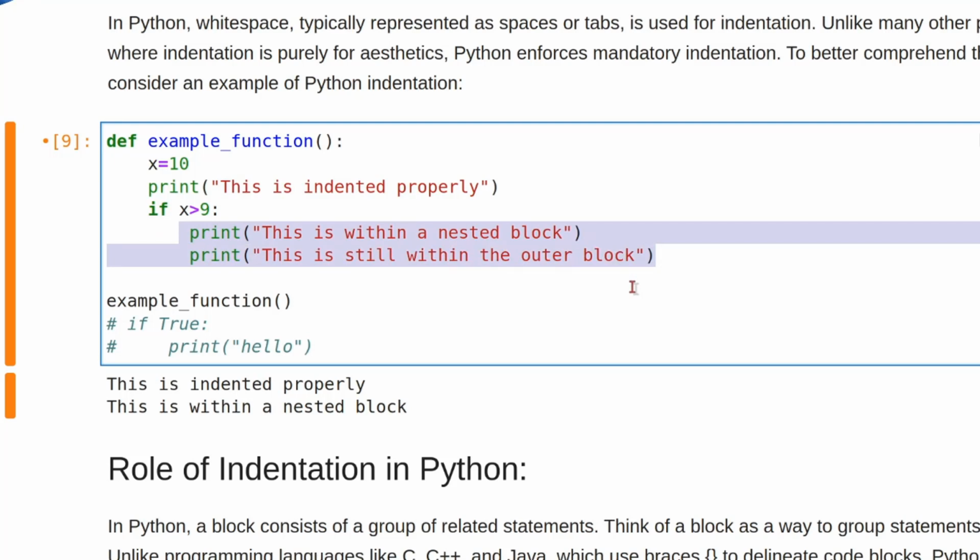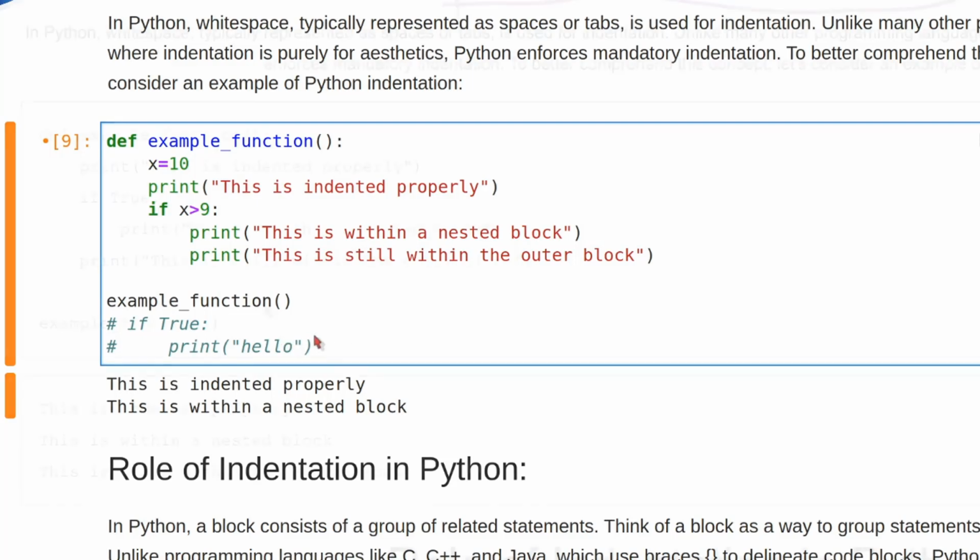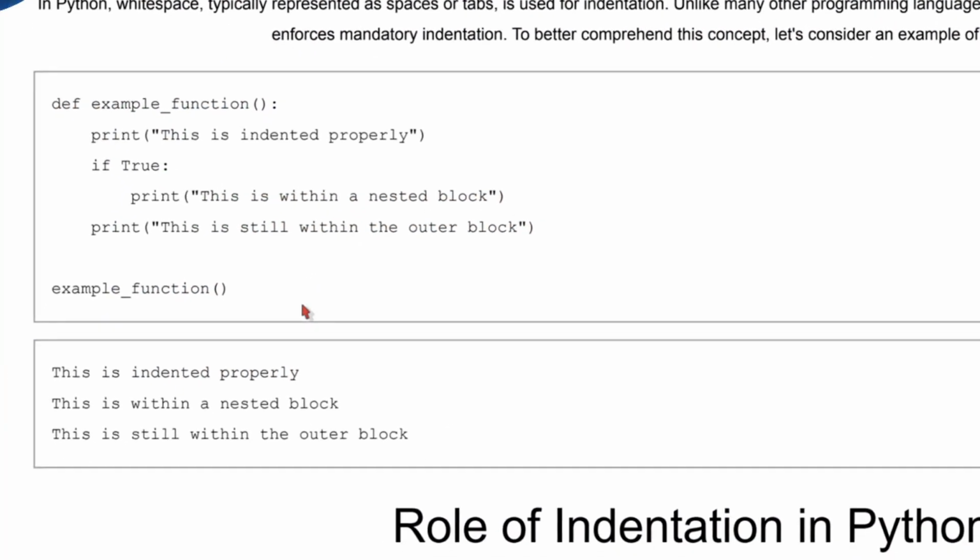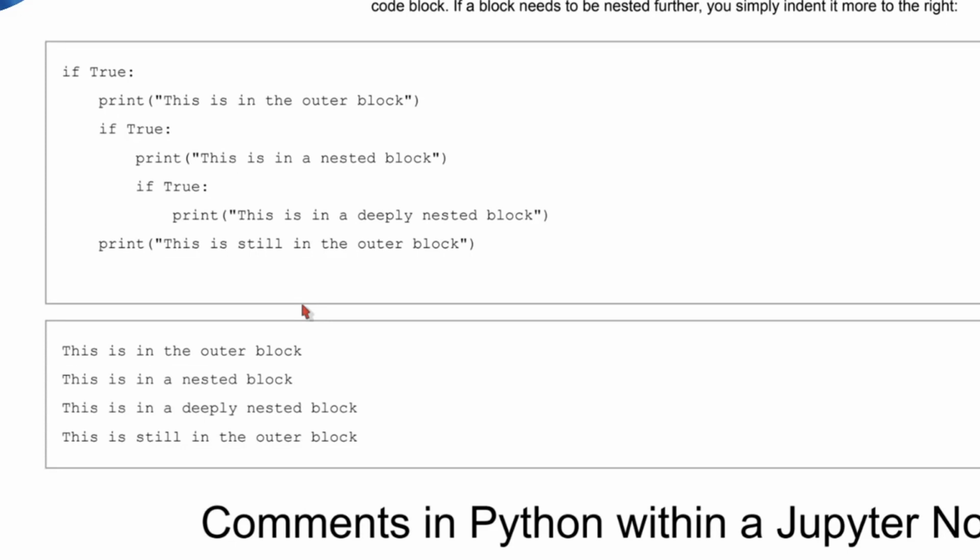Indentation is really important in Python. Without indentation, you cannot make the code run. It will show an indentation error. So under some block, if you are writing some code, you have to indent it properly. Okay. That's why I have mentioned here the role of indentation.